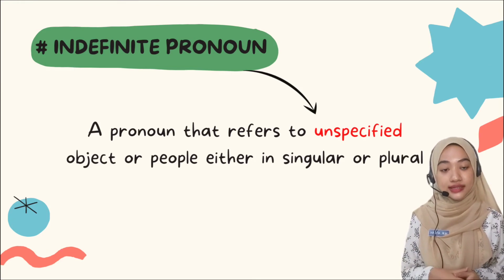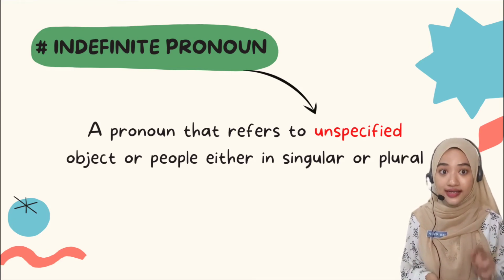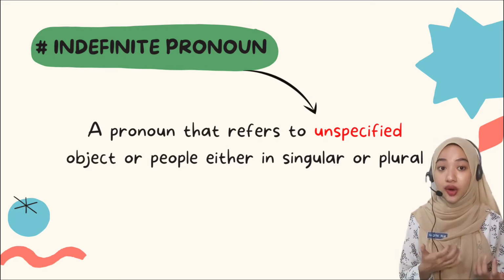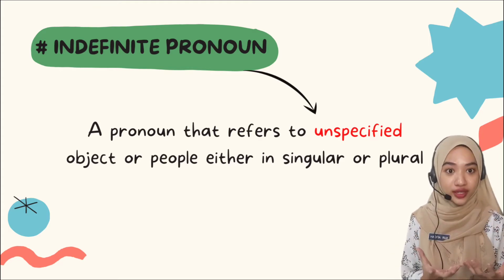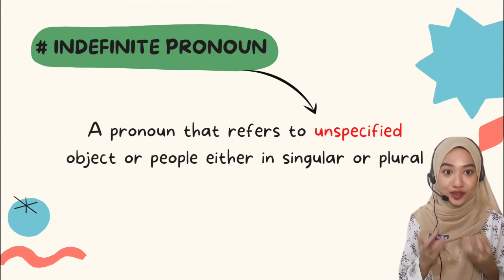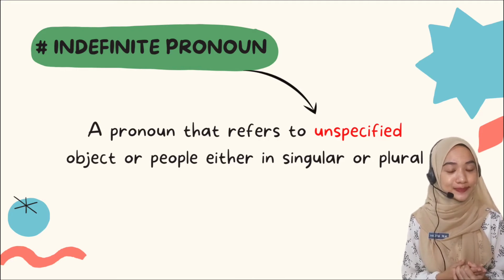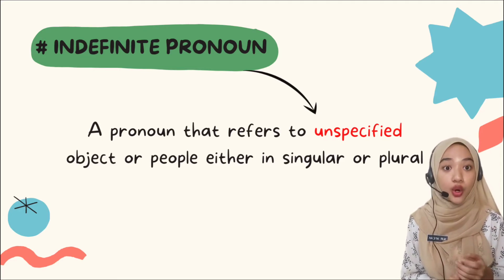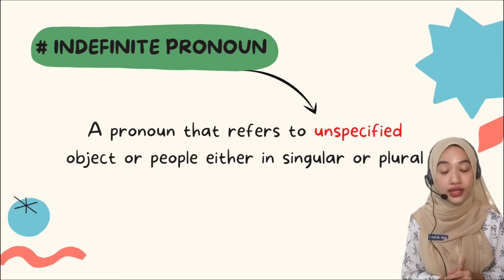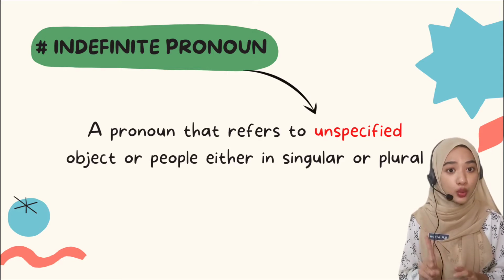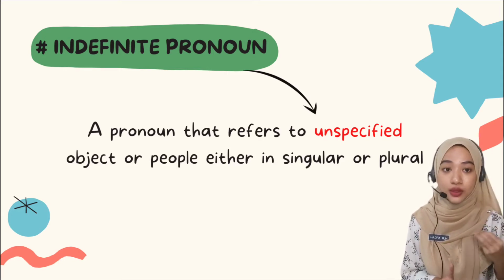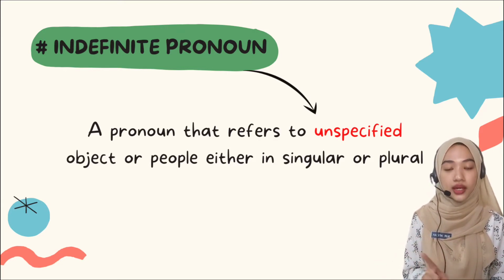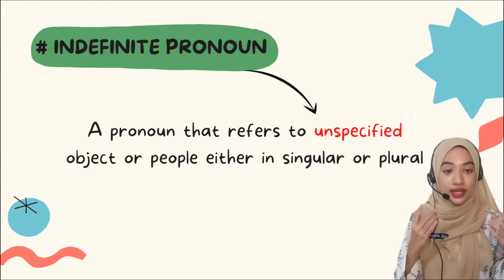An indefinite pronoun is a pronoun that refers to unspecified objects or people, either in singular or plural. Before we go further, let's remember what is singular and plural. Okay, singular means one person or one object. Not more than one, not two, not three, but only one, singular. Just remember the word single. Single, singular means one. Okay, plural means more than one.